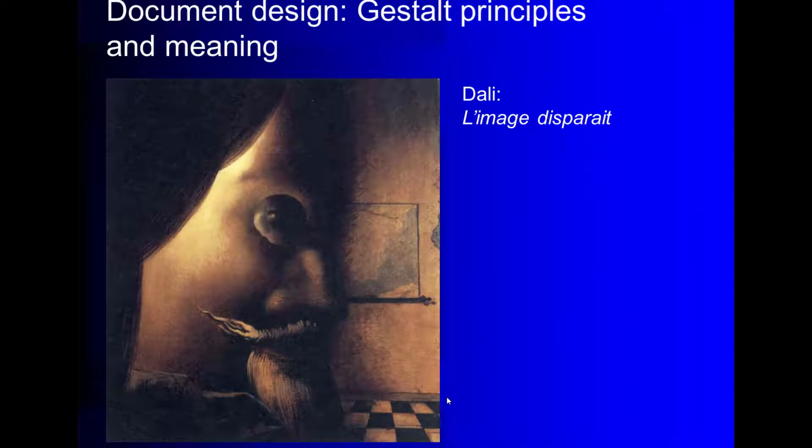So here's a good one. This is Dali's L'image disparaît, which is both a self-portrait of Salvador Dali, in a way, if you look at it, or it's a woman, pregnant woman, kneeling, right? Which is it? It's one of those undecidable images, right? It's kind of both and neither at the same time. And these are how Gestalt principles help you understand visual meaning, right? You can use proximity, light, shadow, figure, ground to figure out how these work.